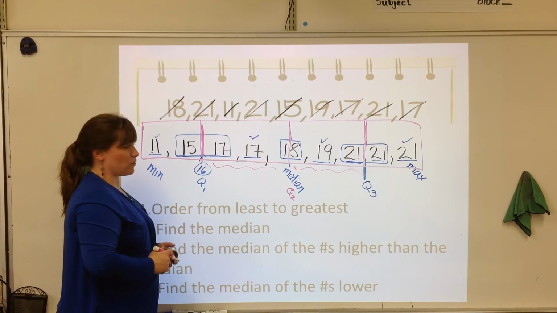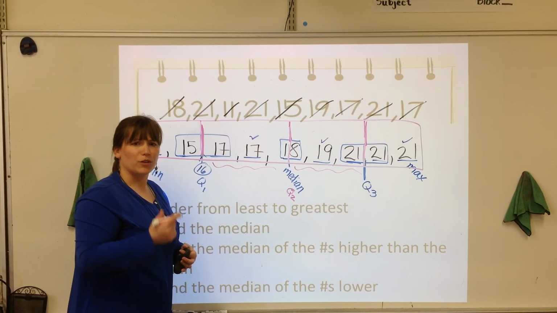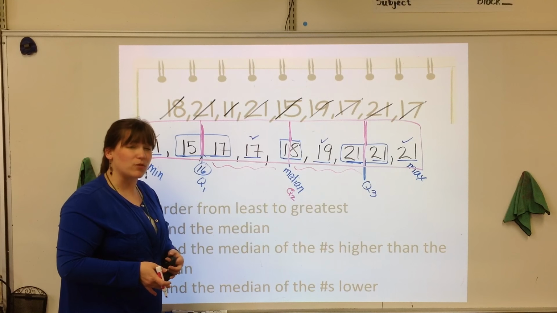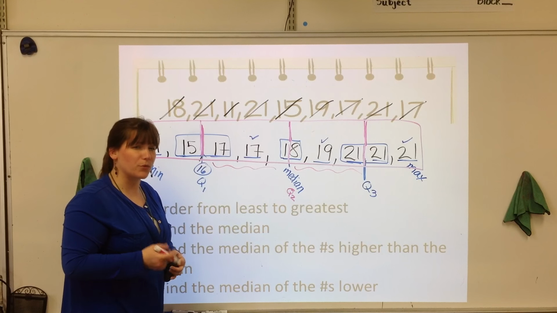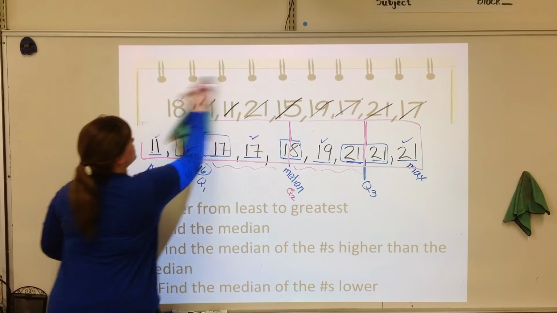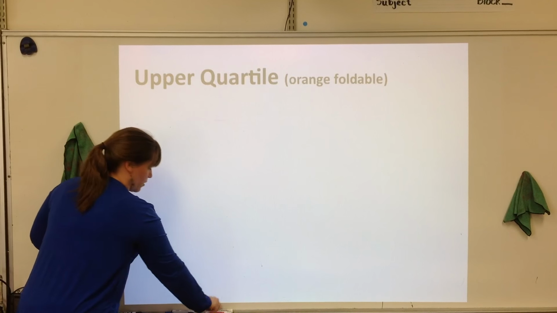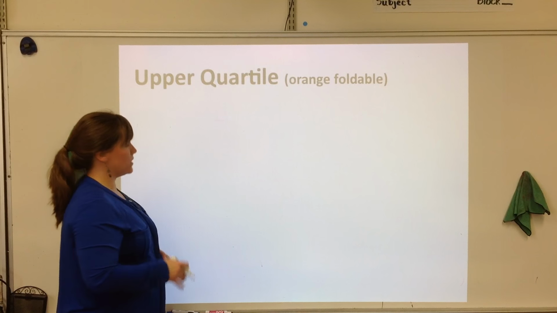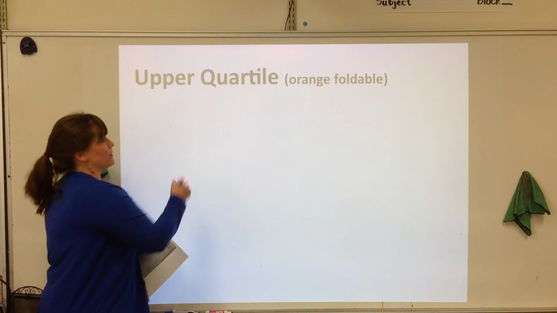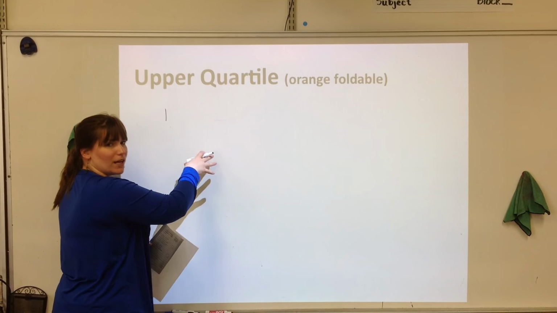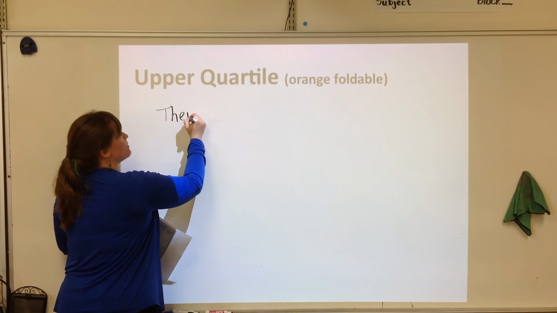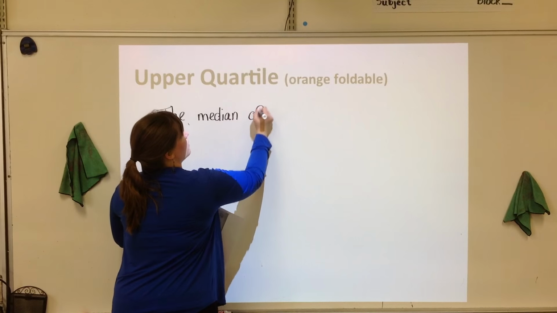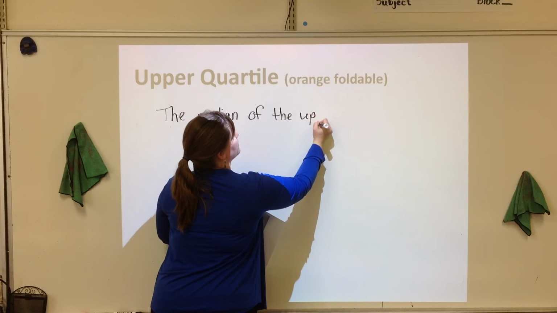Okay? So I know that was a lot. We're going to write some definitions down in our orange notes, and then we're going to do some examples, and you'll see what I mean through those examples. So let me erase this really quick. I want you to open up the door that says upper quartile. The upper quartile is the median, and you're writing this in the lined papers underneath, just like for range, is the median, which means the middle value, of the upper half.